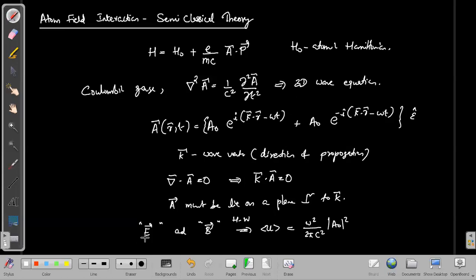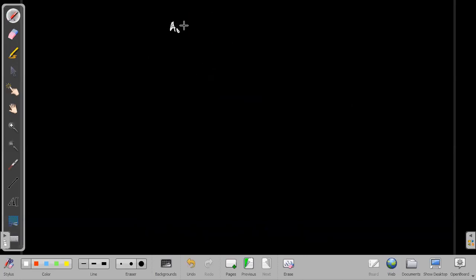From the expressions for the electric field and magnetic field, we can find the average energy density. Now, if the field contains only a single photon, then the average energy I can write simply as h cross omega. From that we get the expression for A0. The energy of the photon, h cross omega, divided by the volume gives the energy density. Then A0 takes the form square root of 2 pi h cross c squared divided by omega V.